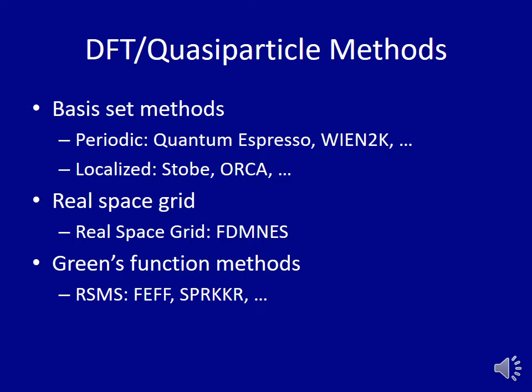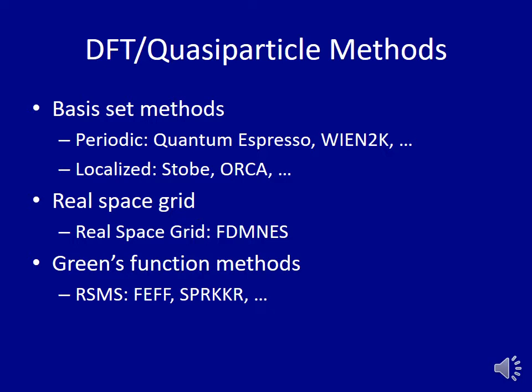You can use basis functions that are appropriate for periodic systems, like a plane wave basis set. And codes that do this are things like Quantum Espresso and Abinit. WIEN2k is a slightly modified version of this. And then there are also things that are more appropriate for molecules that use localized or Gaussian type basis sets, things like StoBe, Orca, or Gaussian.